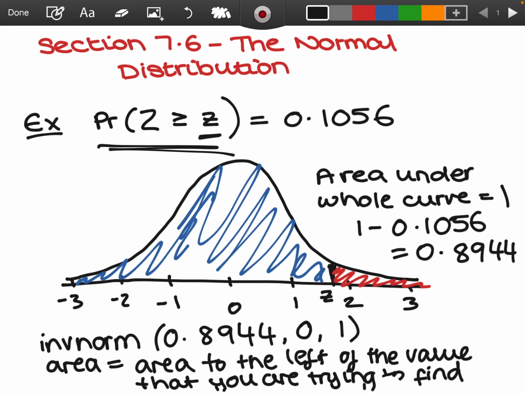Remember, you find inverse norm by going to second and that distribution button. It's exactly the same place that we found normal CDF. You go to inverse norm and you type in the area, the mean, and the standard deviation. And when you do that, the value that you should get back is roughly 1.25. So that tells me that this value z here, such that the probability that we are greater than that value is 0.1056, gives me a value of 1.25.